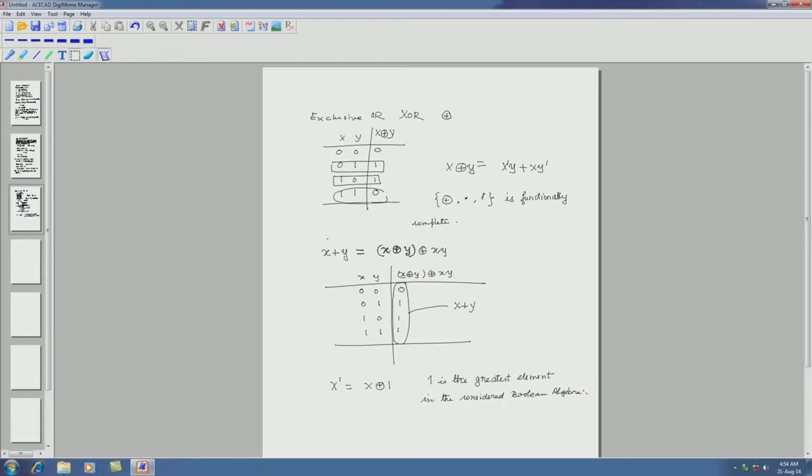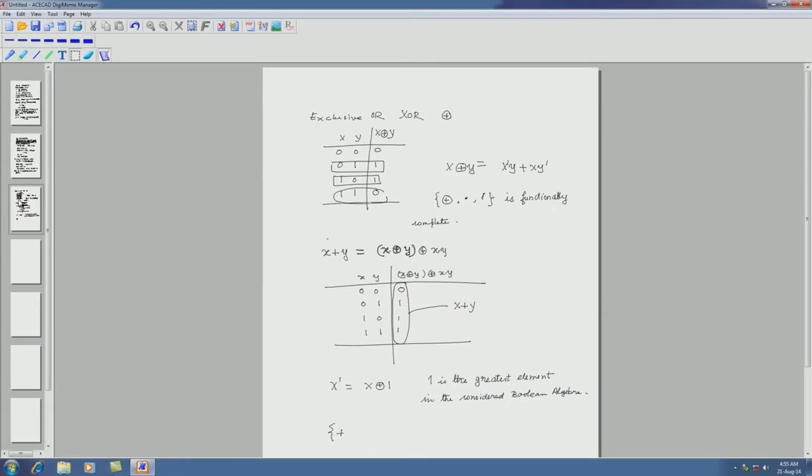So, what happens then? This means that I can replace even complement if I denote the greatest element by 1 and 0, and of course, their existence is guaranteed by the basic definition of Boolean algebra. Therefore, we can even say that XOR and dot is functionally complete.